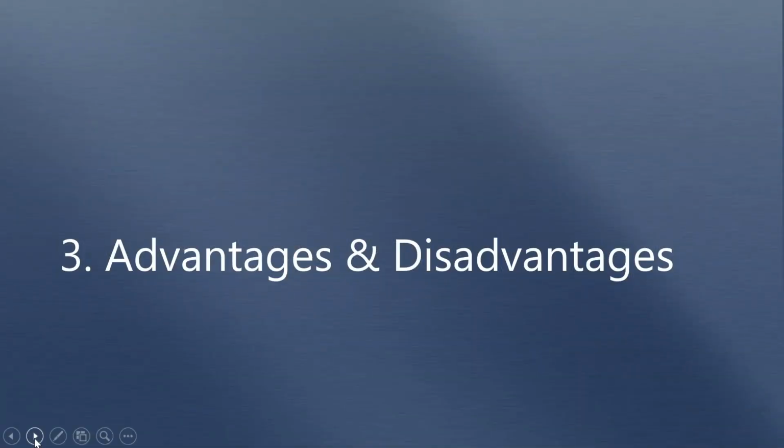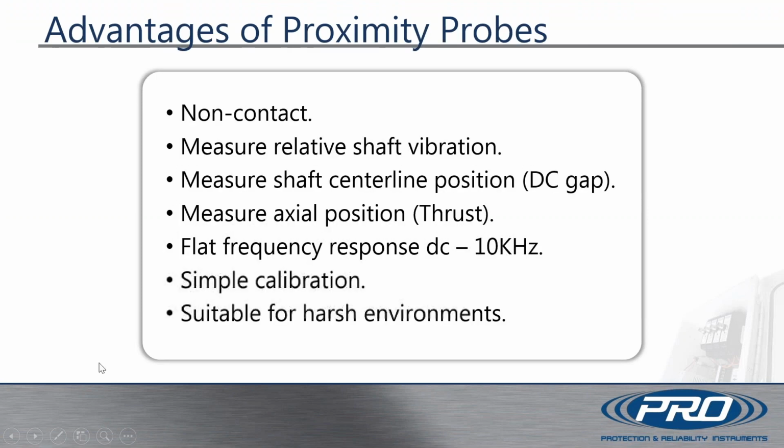Number 3, advantages and disadvantages of utilizing proximity probes. Unlike accelerometers, proximity probes are non-contact. This is one of their advantages. They measure relative shaft vibration, and they also measure shaft centerline position, also known as your DC gap. The third measurement they utilize is also for axial position, also commonly known as thrust.